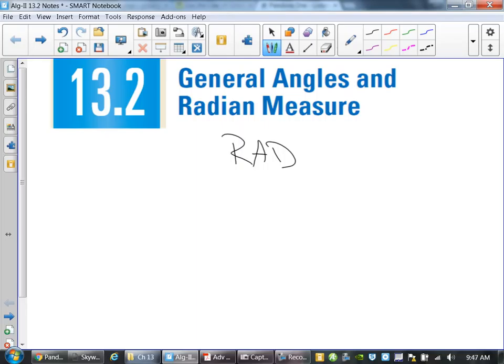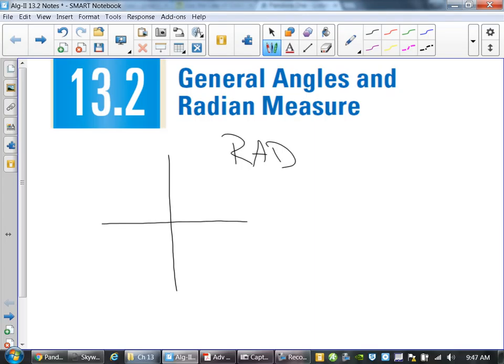I don't see this rad. Radian measure. Where's the rad button? Right there. Mode. Radian measure is when you talk about degree measure in terms of pi.